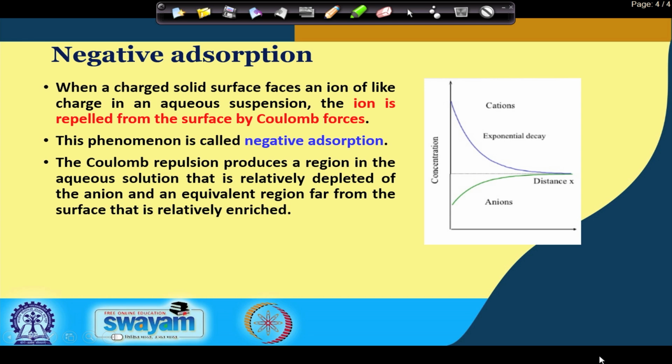Remember, when a charged solid surface faces an ion of like charge in an aqueous suspension, the ion is repelled from the surface by Coulombic force, and this phenomenon is known as negative adsorption. And then we have discussed the distribution of anions based on this negative adsorption. Remember, the concentration of anion near a negatively charged clay surface is very low. However, their concentration generally increases as the distance from the clay surface increases further.